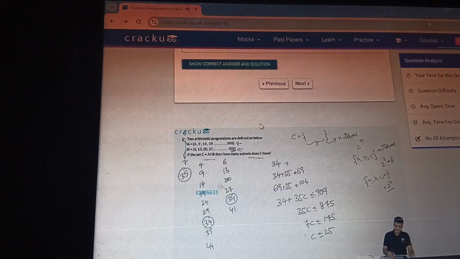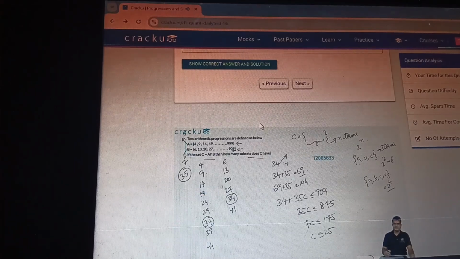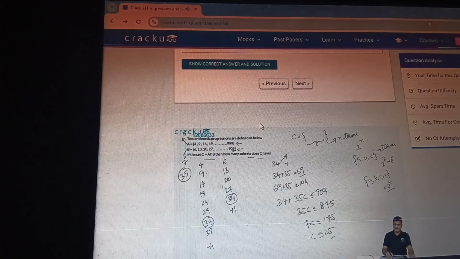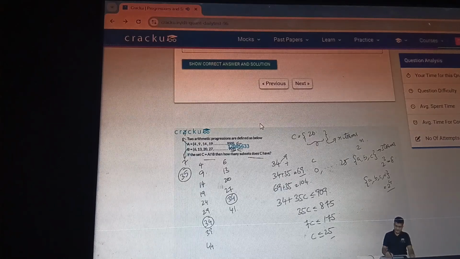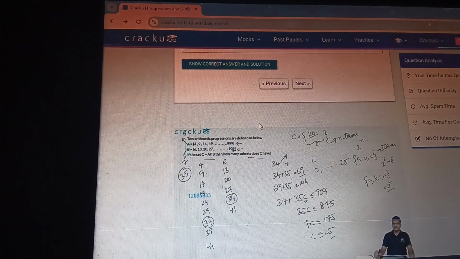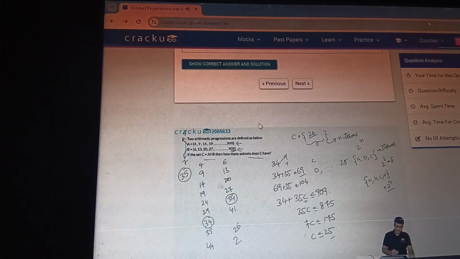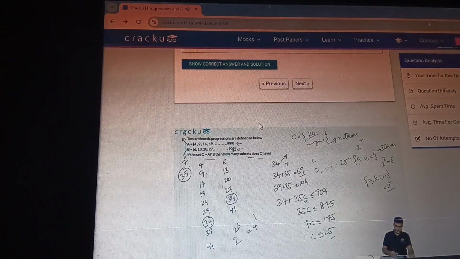C will start with 0, in which case the term is 34, then it will be 1, in which case it will be 69, and so on. And when C is equal to 25, the number will be equal to 909. So the number of terms in C will be 26, with the value of C going from 0 to 25. So there are 26 terms which are common between A and B. So how many subsets are there for C? The number of subsets will be equal to 2 to the power 26, which is equal to 4 to the power 13.